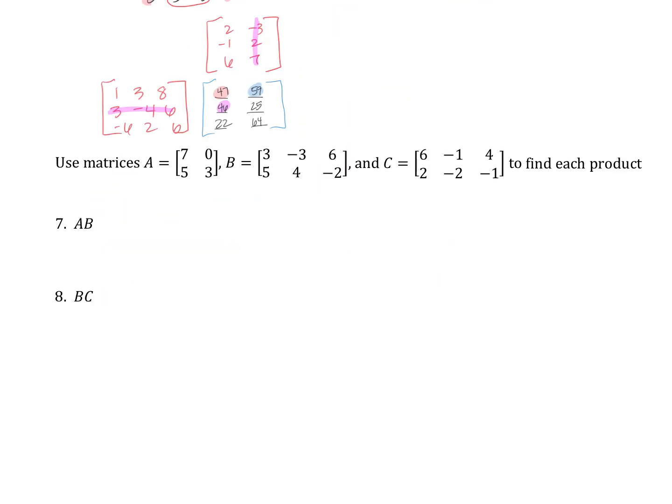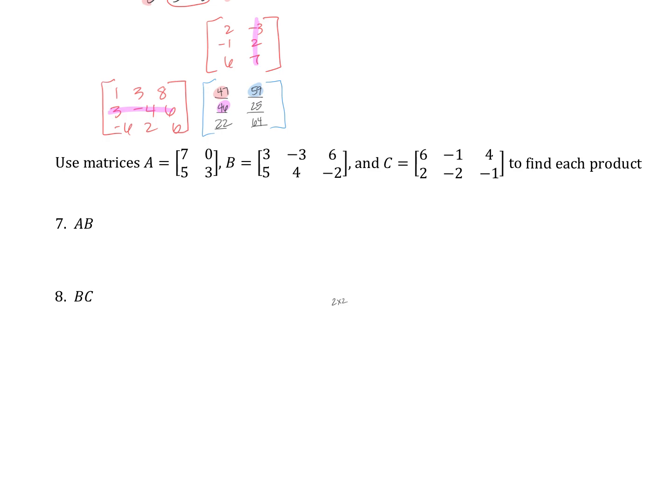Let's just practice this one more time. Let's go do A times B. Let's write their dimensions first. What's A? 2 by 2. What's B? 2 by 3. It's very tempting to say 3 by 2, but that's going to change our answer. What's C? 2 by 3.